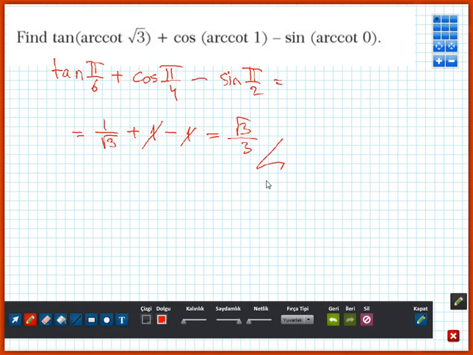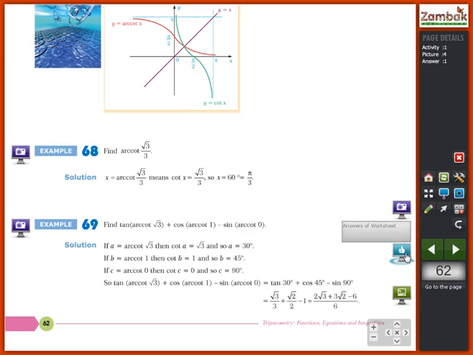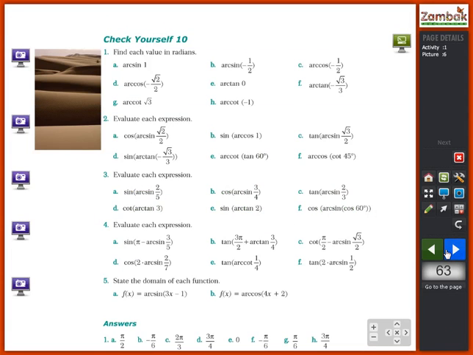I think this one was clear and easy. In the lesson we are going to solve more examples to understand better. In the lesson we may solve all of these examples from check yourself, so you will understand better. Okay, see you in the next videos.